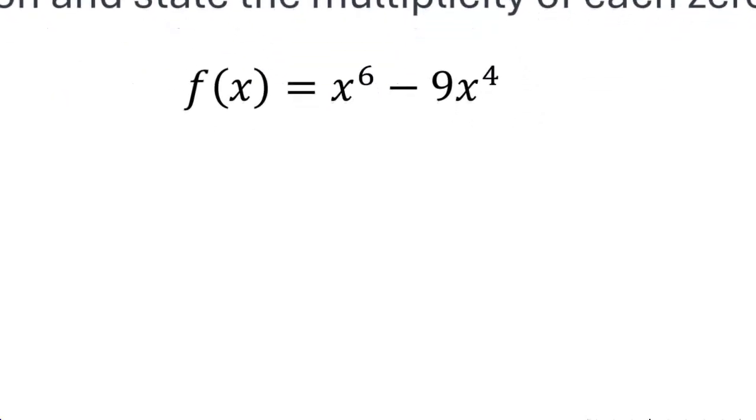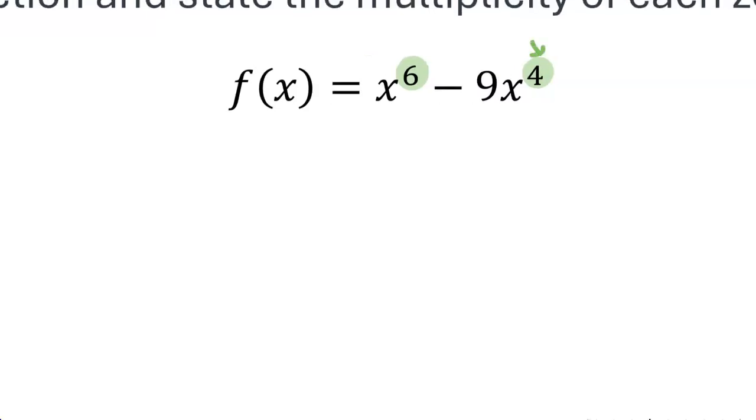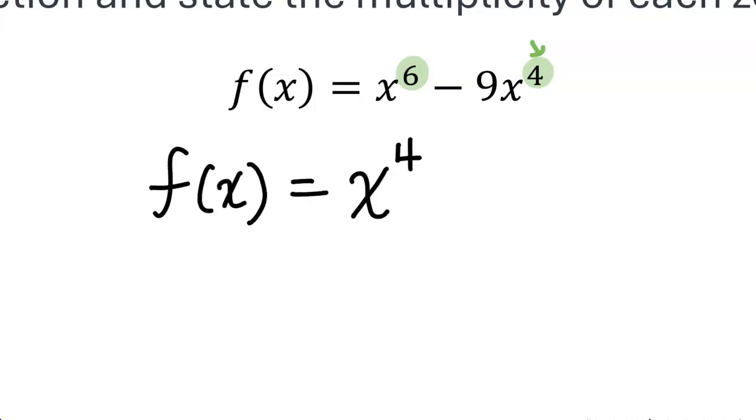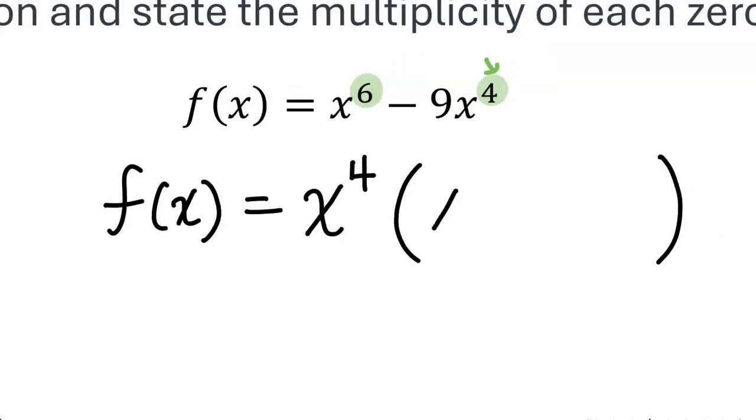So f of x equals x to the 6th. I'm going to highlight the exponents here, okay? X to the 6th and x to the 4th. What is the greatest common factor? What can I factor out from x to the 6th and x to the 4th? That will be x to the 4th. So watch, we're going to get f of x equals, pull out x to the 4th out to the front. Inside the parenthesis, we will put x squared minus 9.